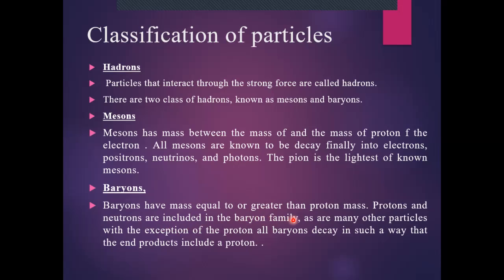and protons and neutrons are included in the baryon family, as are many other particles. All the baryons decay in such a way that the end product includes a proton. So in a simple way, we can also say that mesons are the particles whose mass is less than the mass of proton, and baryons have a mass greater than or equal to the mass of proton.